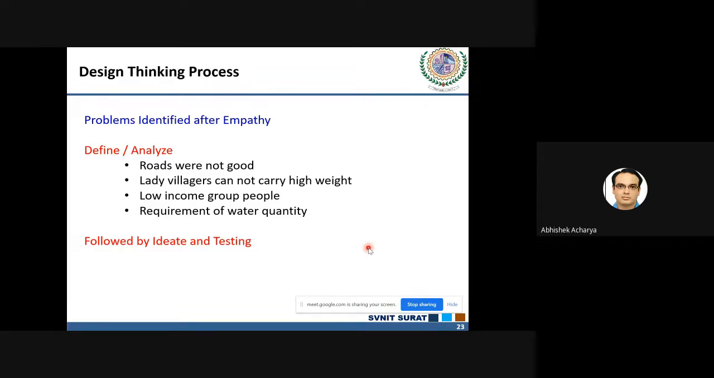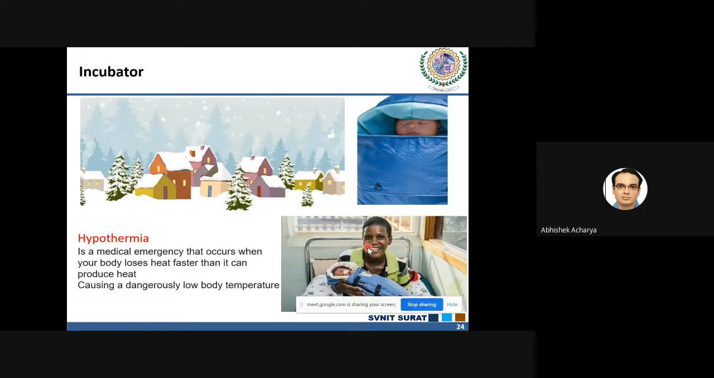Okay, so the problems were analyzed by the design thinkers, and based on that, they suggested some solutions to the government. Later on, the government established a free water facility for all the villagers, and roads were also built from the village to that safe potable fresh water tank. So this is how a problem can be analyzed based on the design thinking process.